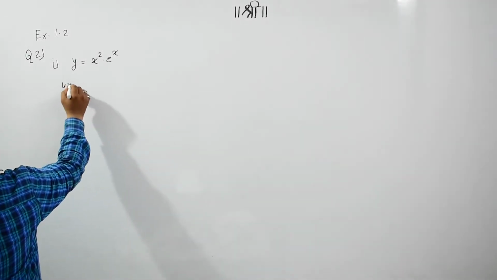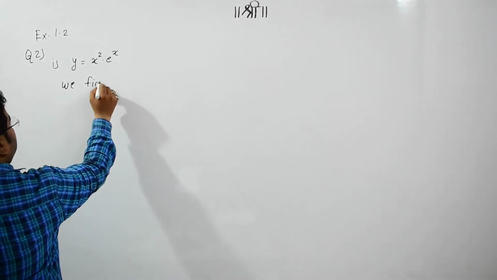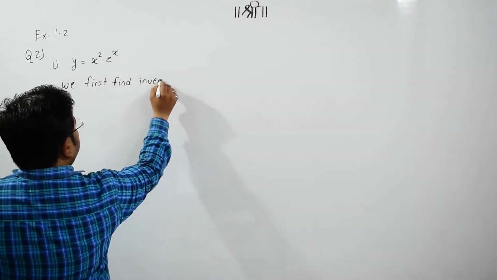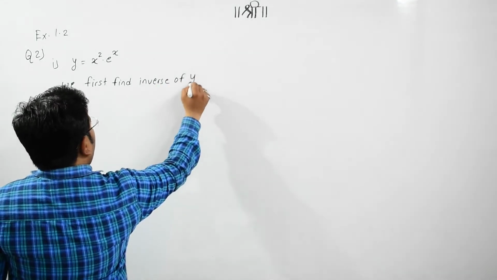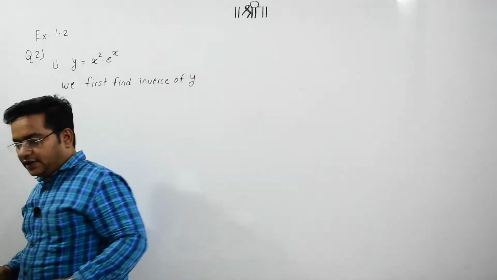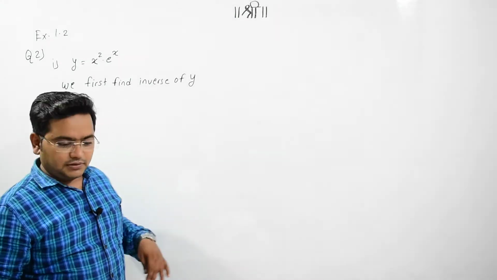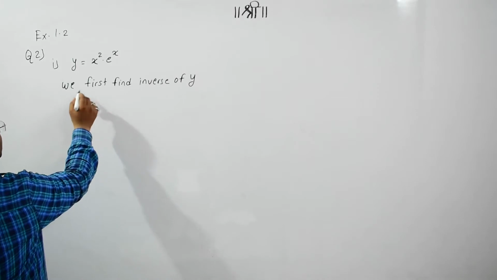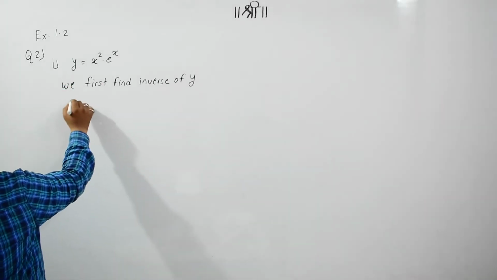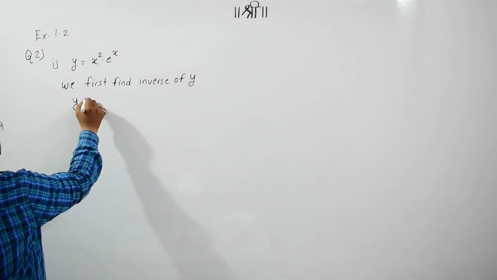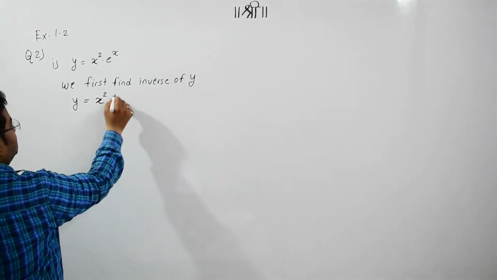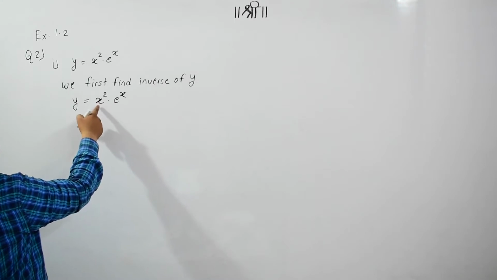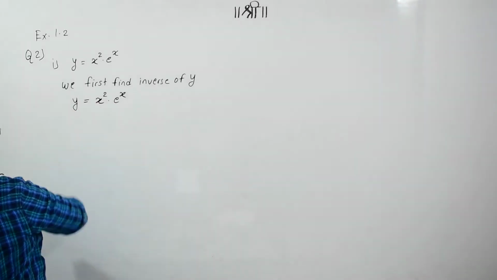So we first find the inverse of y. That's what I am writing. Nothing else we need to add within this statement. So simply find the inverse of this function. How will it work? So y is equal to x square into e raised to x. Most importantly, what to do with this x square, and what to do with this log?